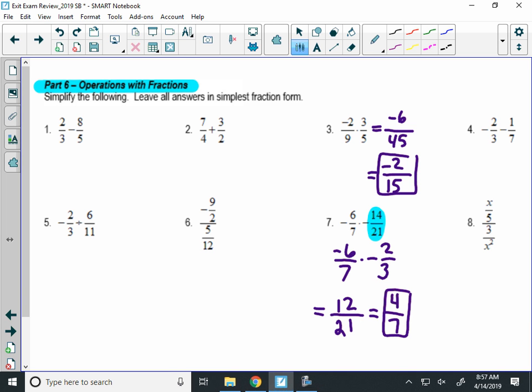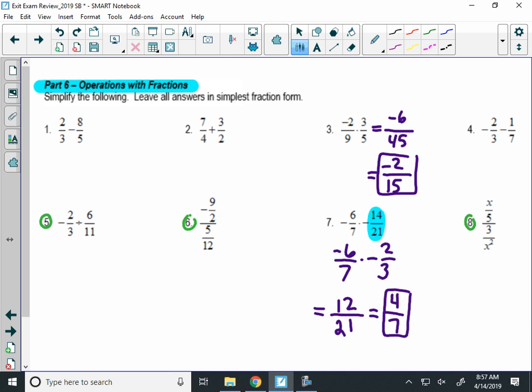Also, negative times a negative is a positive. Don't forget that there. All right, we did multiplication. Now let's go to division, actually, and we'll finish with addition and subtraction in a few minutes. So the division problems we have here are actually number 8, number 6, and number 5. And we'll go back to addition and subtraction.